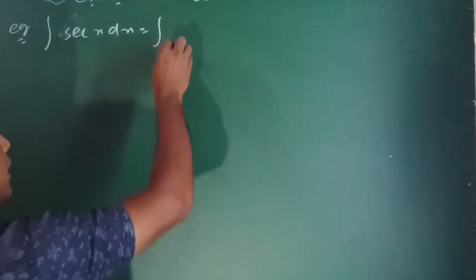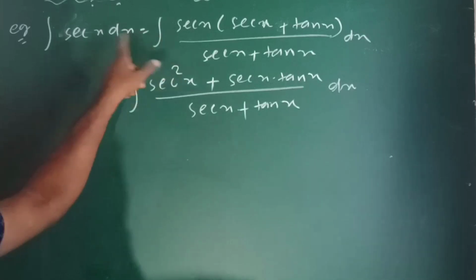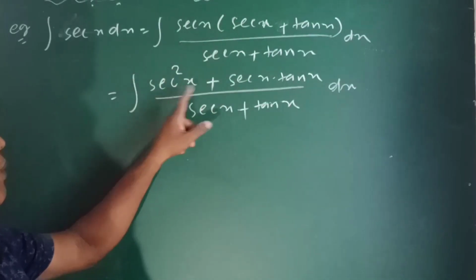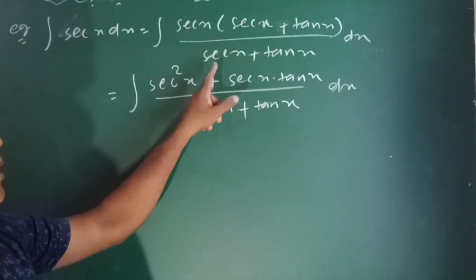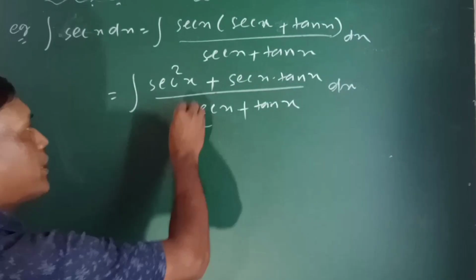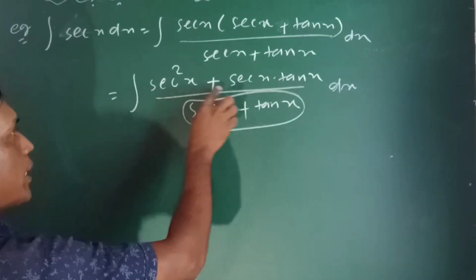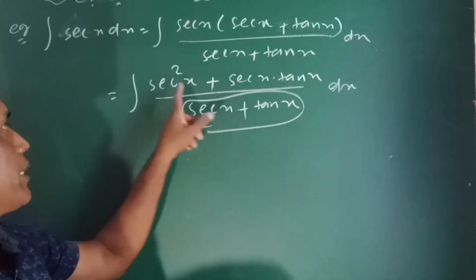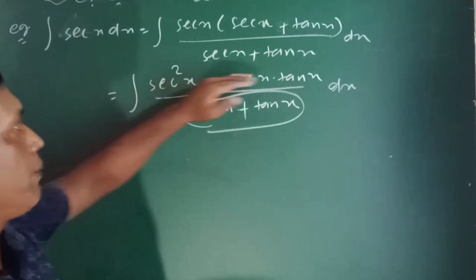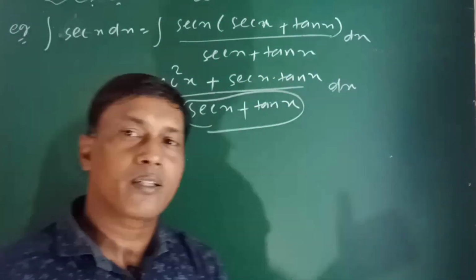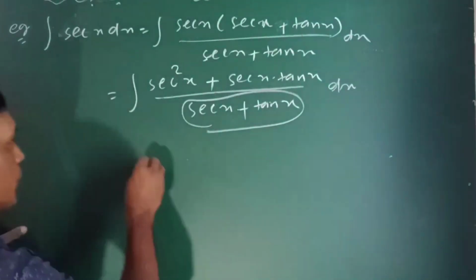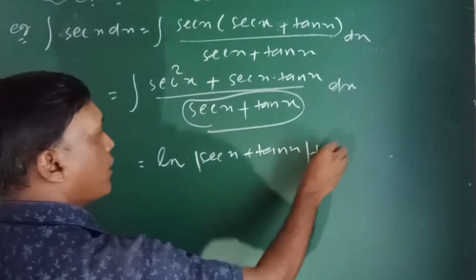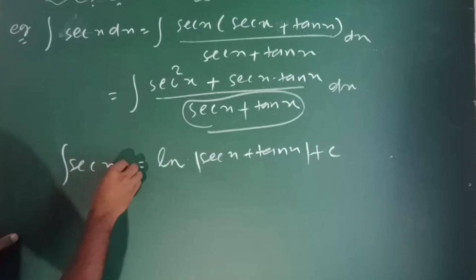Now the integration of sec x: multiply and divide by sec plus tan. The numerator becomes sec square plus sec into tan, divided by sec plus tan. Now look here, if this is the function, then its derivative is sec x into tan x plus sec square x. How? The derivative of sec x is sec x tan x, plus the derivative of tan x is sec square x. So this is in the form of derivative by function, and the integration of derivative by function is a log function. So this is log of sec x plus tan x plus c, which is the integration of sec x.